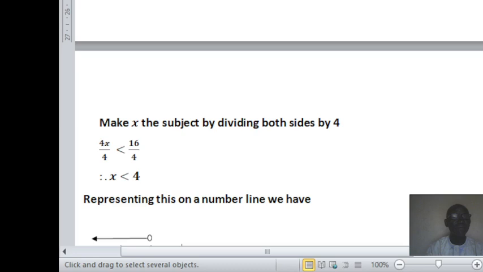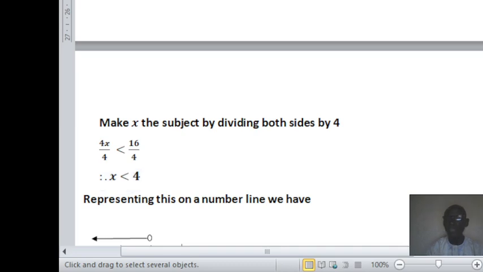16. Now to solve further, you divide both sides by the coefficient of x, because we want to make x the subject of the formula. So we divide both sides by 4. 4x divided by 4 is less than 16 divided by 4. By the time 4 cancels 4 here, you have x left. 4 into 16, your answer will be x less than 4.